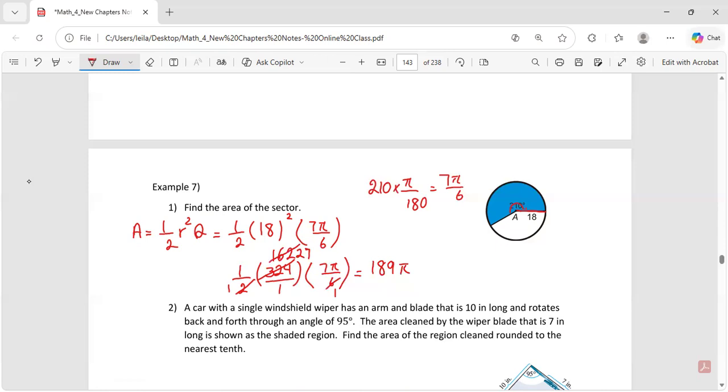But again, to understand the measure of area, if we don't want to keep it in terms of pi, we need to use the pi key in the calculator, and 189 times pi is 593.76. There is no unit in this picture, but that should have the same unit as the radius, in square form.